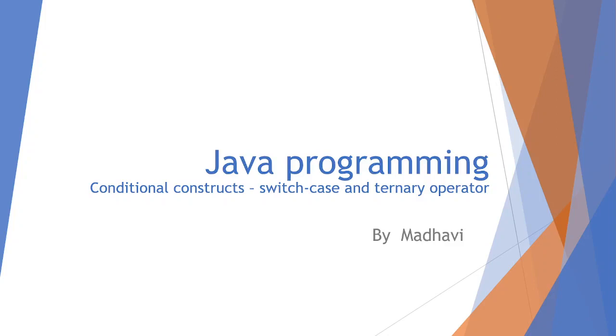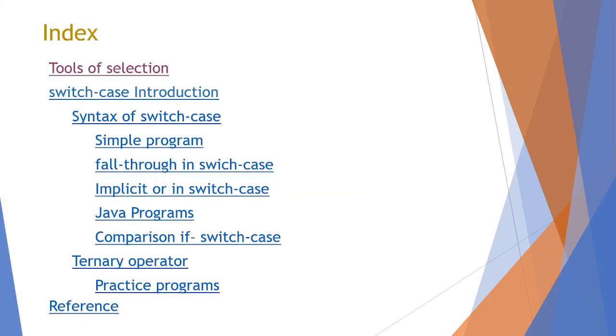In this video, I'll be explaining switch case and ternary operator, which are conditional constructs in Java. Let's see the contents: tools of selection, switch case introduction, syntax, simple program using switch case, fall through in switch case, implicit OR usage in switch, Java programs, comparison of if and switch case, ternary operator, and practice programs.